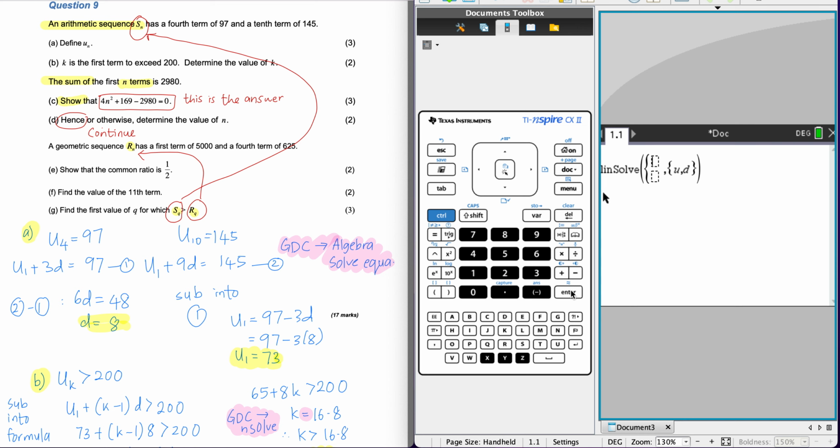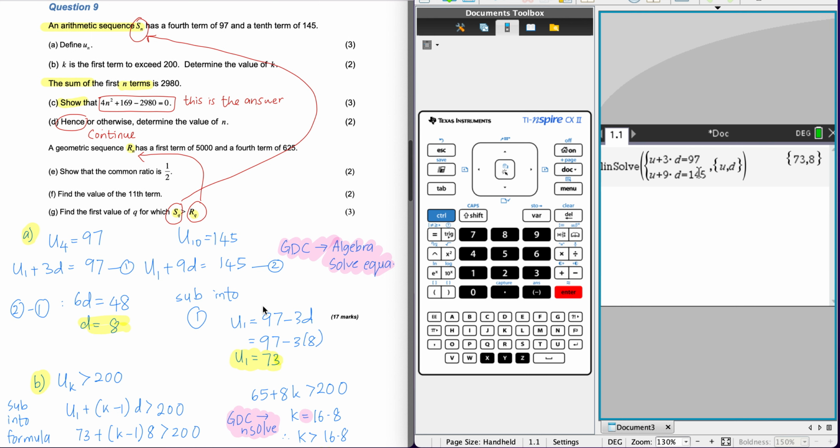Then I put exactly what I wrote here as equation 1: u plus 3d equals 97, and the other one, u plus 9d equals 145. You don't have to put u1 because both are the same u. We enter, and we get 73, 8. So we can solve using the GDC. We get d equals 8 and u1 is 73. You can also solve using simultaneous equations without a GDC. Okay, next question.